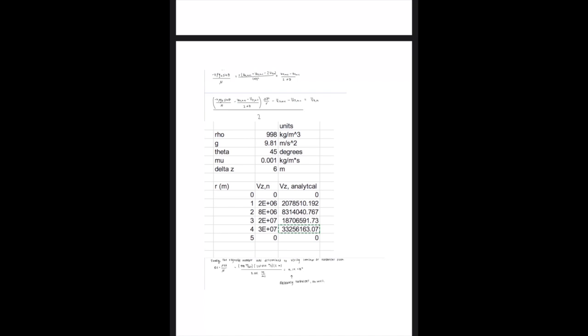Also, it should be noted that this is turbulent, proven by the Reynolds number, but we don't know how to solve those, so we're just going to go with laminar, but it's not right for the real world.